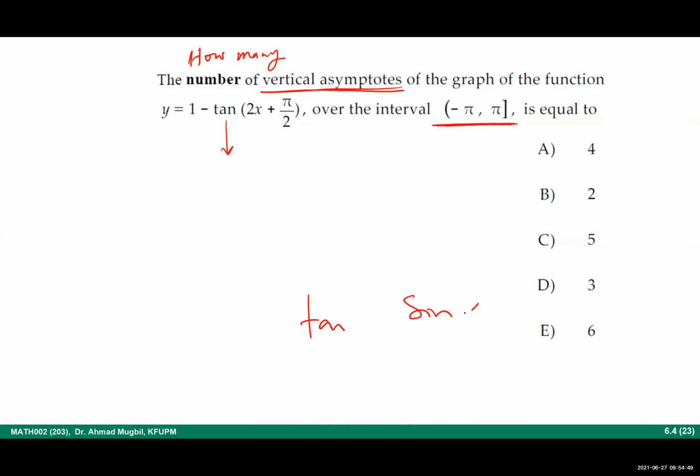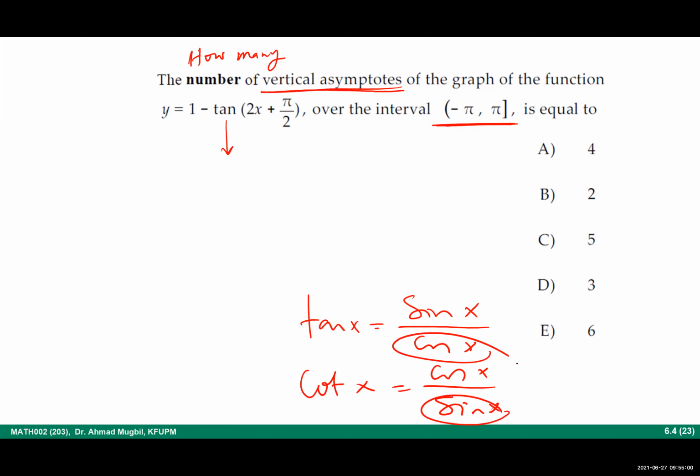Tangent is sine over cosine. Cotangent is cosine over sine. How can they have the same vertical asymptotes? Are you kidding? Tangent has the same vertical asymptotes as what? As secant, because they have the same denominator, ya shabab.